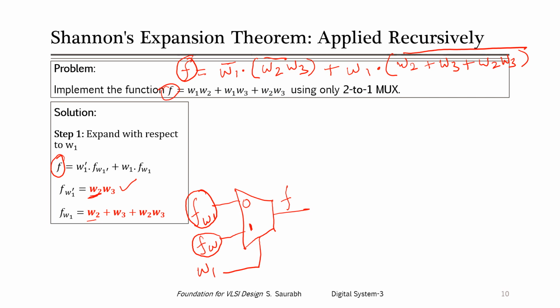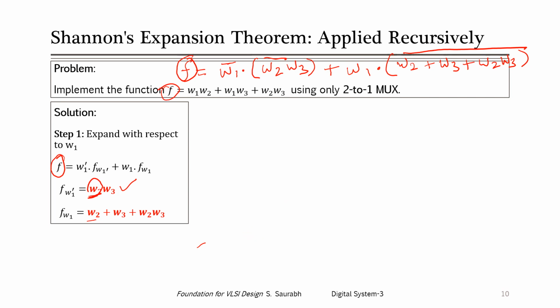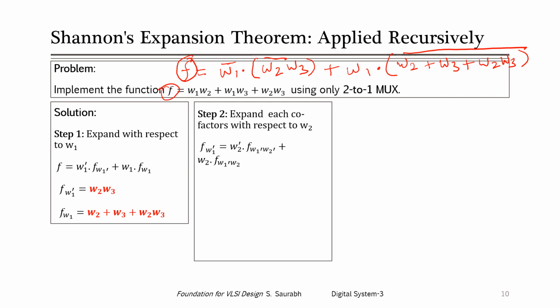So now let us say we have represented the logic function f using a multiplexer at one level. Now the next level will come. In the next level we choose the next variable, that is W2, for expansion, right? First we take the negative cofactor and expand it with respect to W2. The negative cofactor is W2 W3. We expand it with respect to W2. If we make W2 equal to 0, we get 0. If we make W2 equal to 1, we get W3.